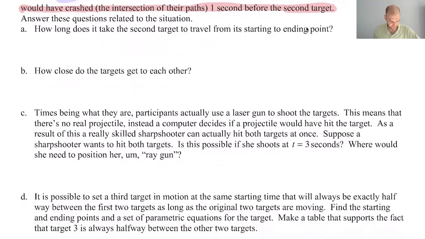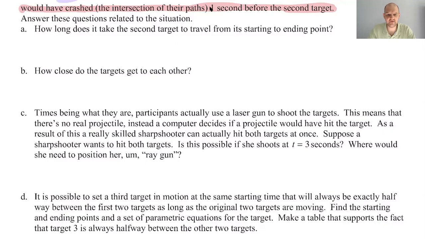Okay, suppose a sharpshooter wants to hit both targets, obviously. Is this possible if she shoots at t equals 3 seconds? Where would she need to position her ray gun? So where does she need to be so that she can hit both targets at t equals 3? Where does she need to be? Well, I think there's more than one option for that, but how on earth?